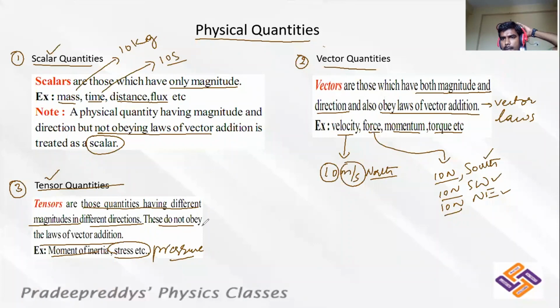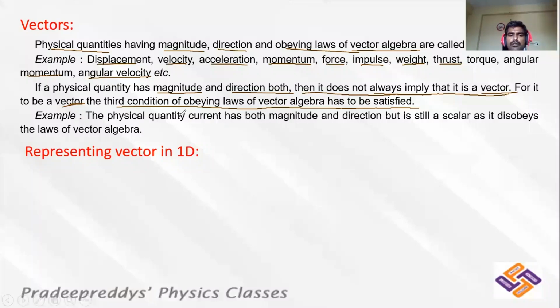Tensor quantities are not part of your class 11th and 12th syllabus. You will be handling tensors at your graduation level. So this is the difference between all the three physical quantities: scalars, vectors, and tensor quantities. So vectors are those quantities which have magnitude and direction and obey vector laws.